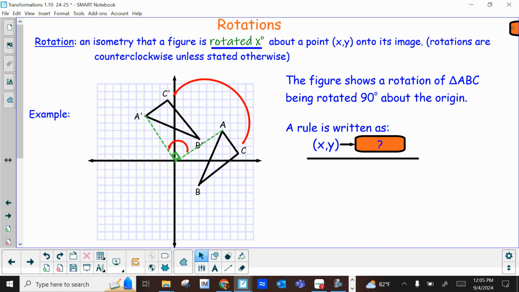And the way you know it's 90 degrees is, if you focus on point A, which I drew the dotted green line to the center, this is the center of rotation. The coordinate 0, 0, which is the origin, that's always going to be your center of rotation, mostly. And then it goes to A prime over here. So when you see these dotted lines, that makes a perfect right angle. How do you know it's going to be a right angle?